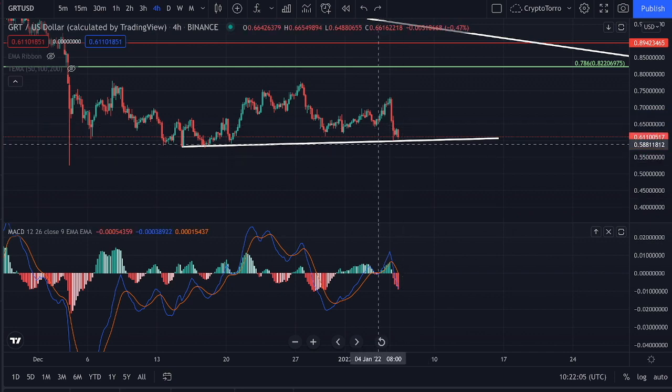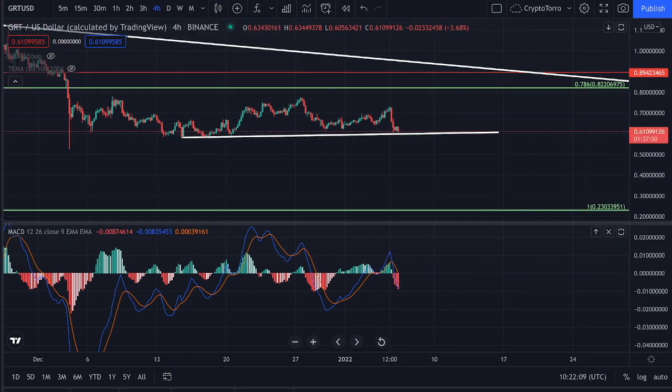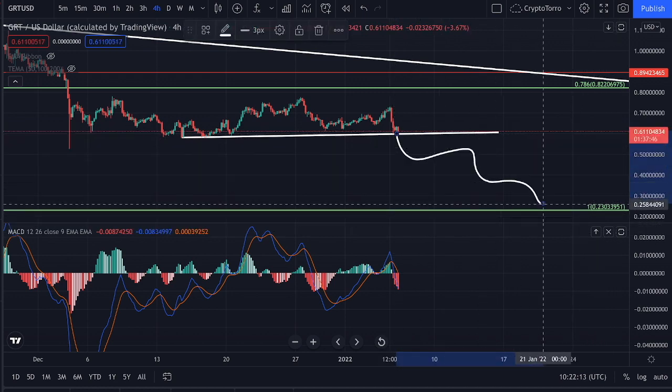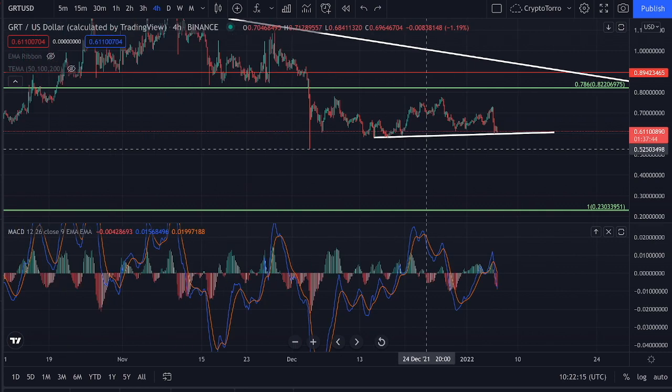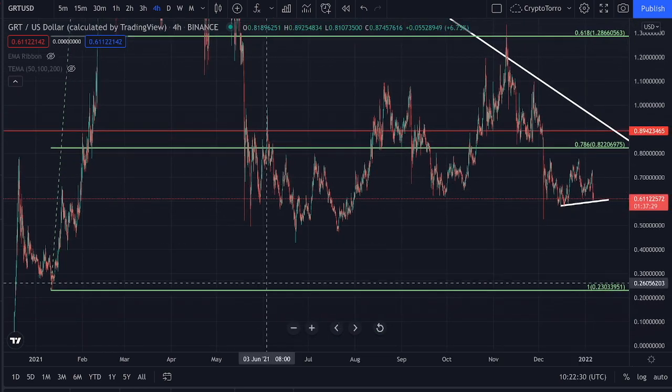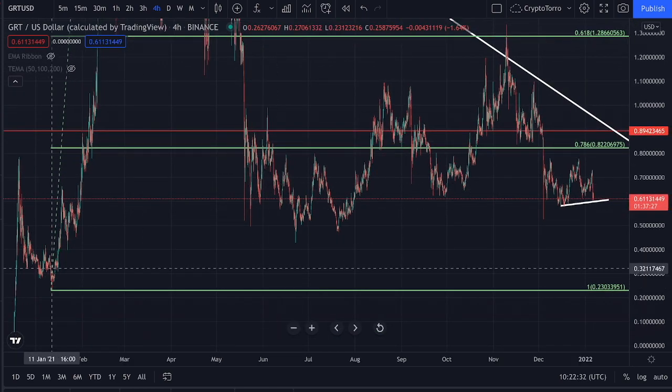Otherwise, if we do see a further decline, it is likely that we are going to head all the way towards the $23 range, the Fibonacci range underneath us that hasn't been retested for a very long period of time, because you can clearly see that the very last time that we saw the graph heading towards the $23 was at approximately the 11th of January.